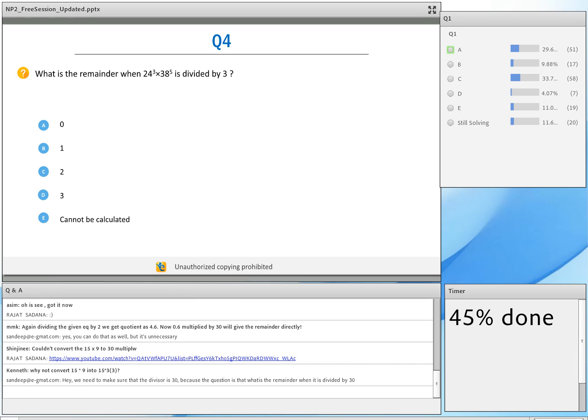Actually, we're going to just solve this over here. So the correct answer is choice A. The answer is 0. And again, think about this. You're given a product of two numbers and you're asked what's the remainder when this product is divided by 3. You already know 24 is divisible by 3. So what should the product be?